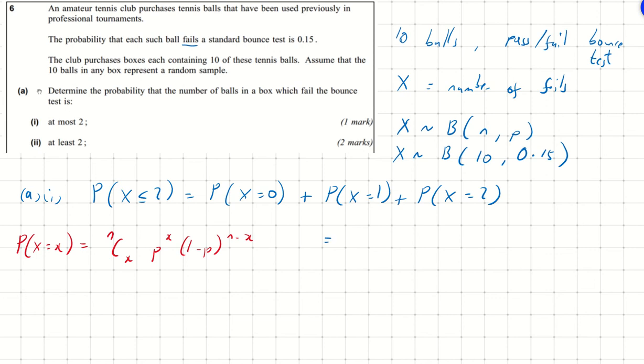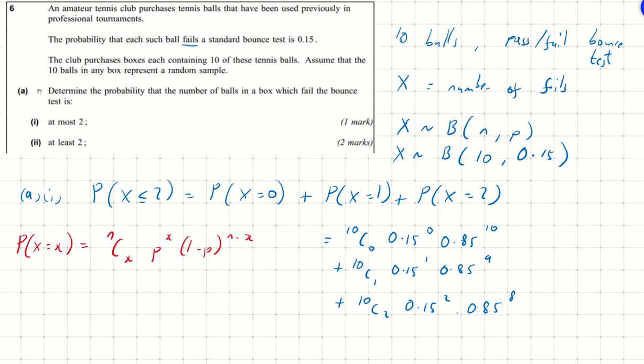So in our example, we have P(X = 0), which is 10 choose 0 times 0.15 to the 0 times 0.85, that's 1 minus 0.15, to the power of 10. That's the P(X = 0). And then plus 10 choose 1 times 0.15 to the power of 1 times 0.85 to the power of 9, plus 10 choose 2 times 0.15 to the power of 2 times 0.85 to the power of 8.